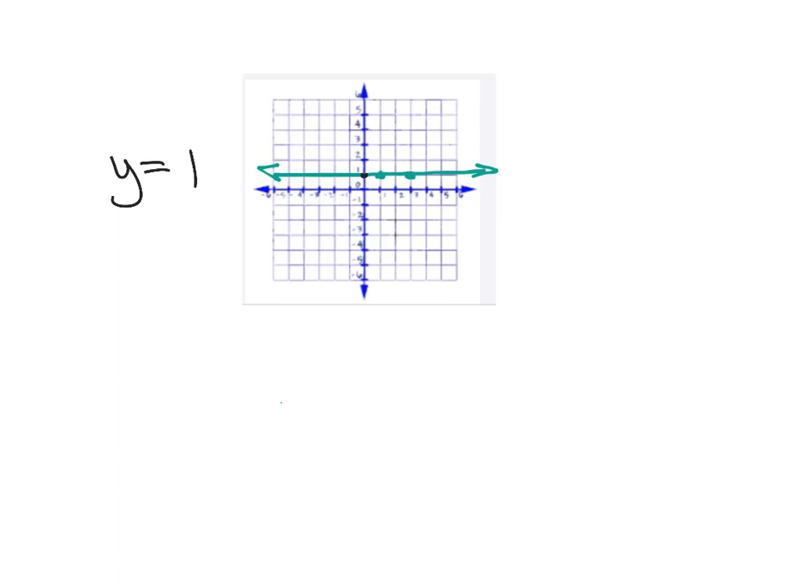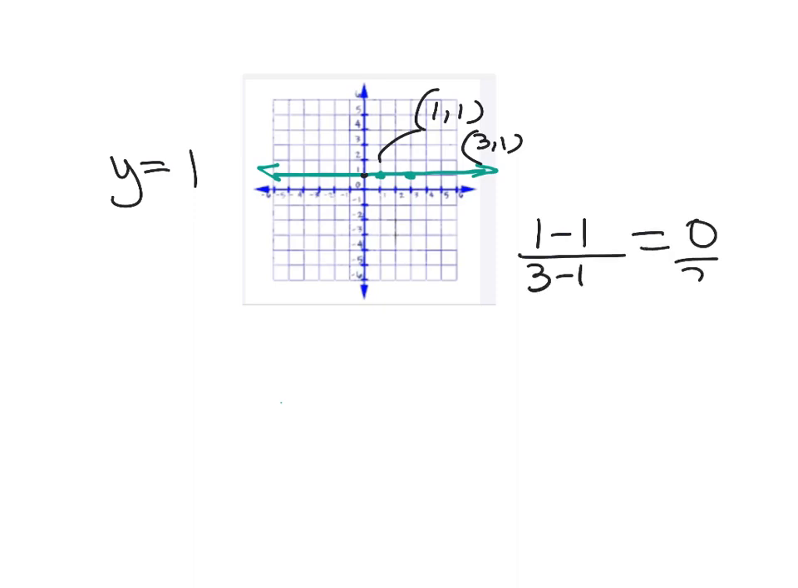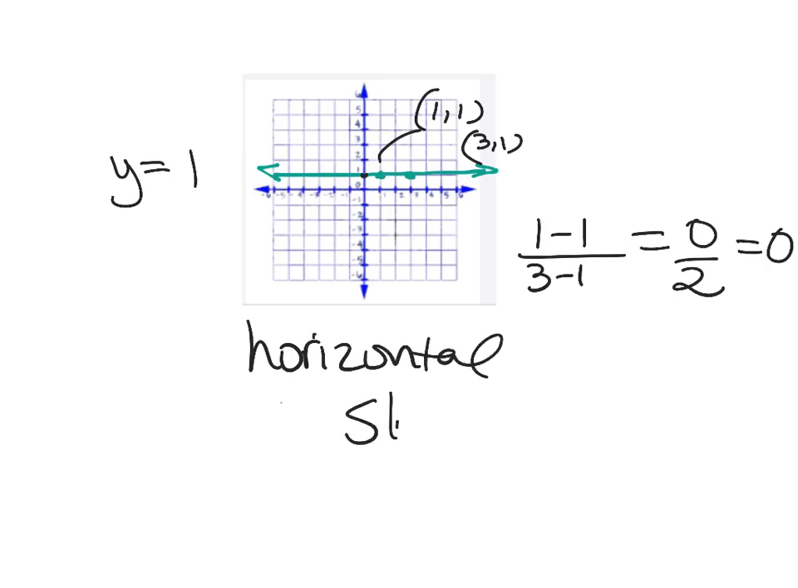If you want to go ahead and create ordered pairs out of this, one ordered pair is 1, 1. This one looks like 3, 1. And we can go ahead and plug it into the formula. 1 minus 1 over 3 minus 1, 0 over 2. This simplifies to 0. So you need to memorize that a horizontal line has a slope of 0.